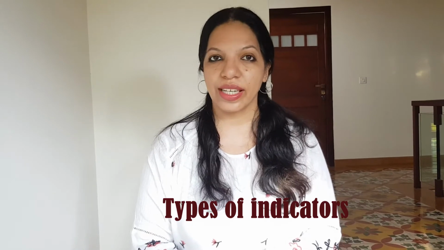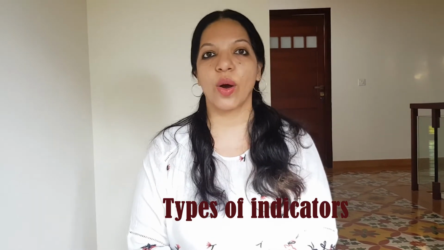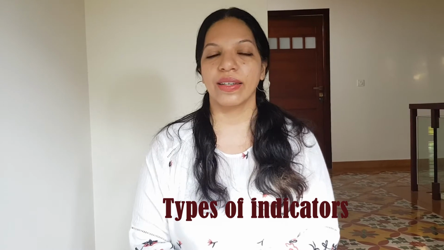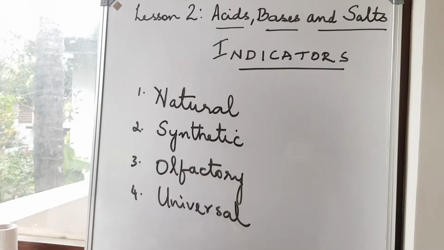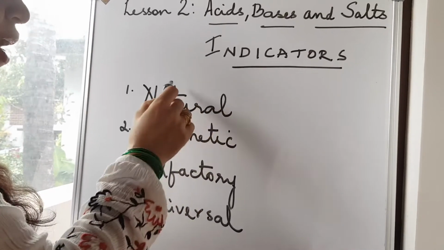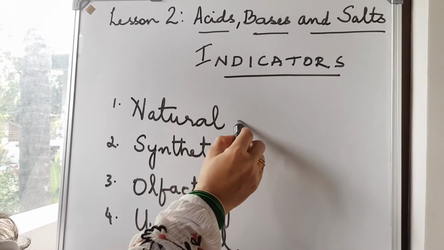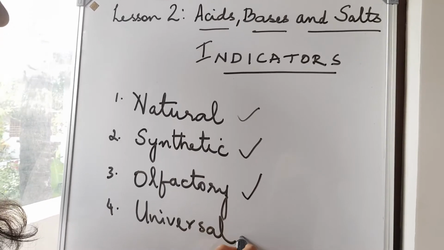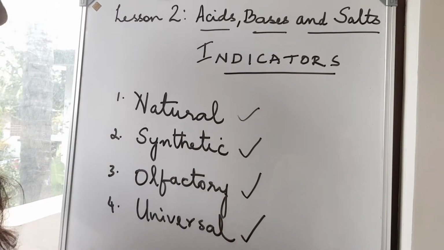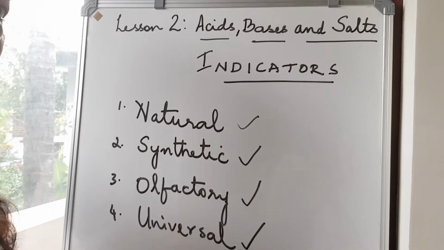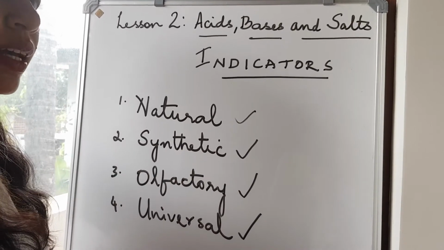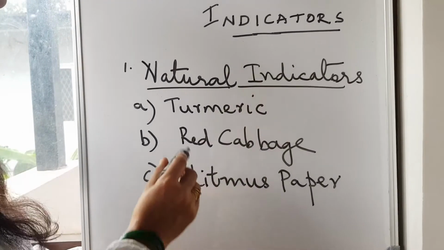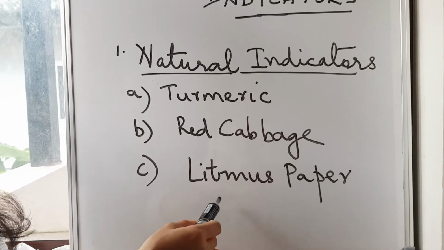There are natural indicators, artificial indicators, olfactory indicators, and universal indicators. So, indicators are of four types: natural indicators, synthetic indicators, olfactory indicators, and universal indicators. You have to know what they are and also learn examples. Examples of natural indicators are turmeric, red cabbage, and litmus paper.